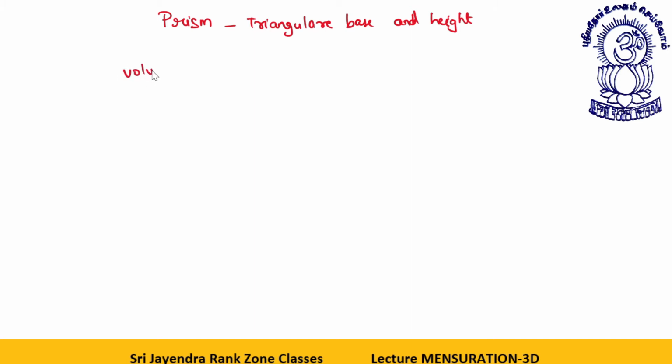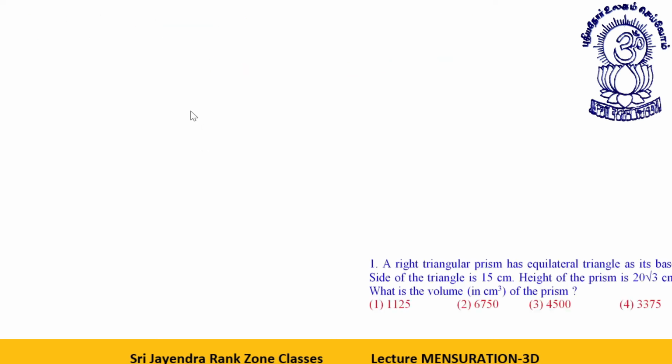So the volume of prism is base area into height. Rest of the basics I will tell you as I move along. So volume of a prism is actually base area into height. This is all you need to keep in mind. Rest everything will be easy. This is basically for a right angular prism. So let's start with the questions.